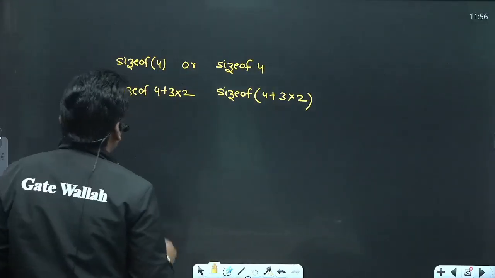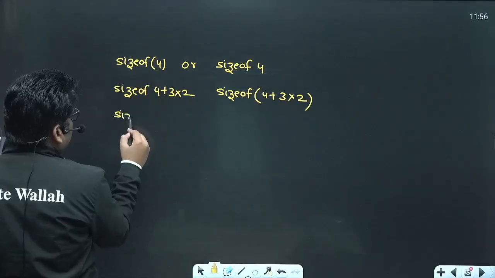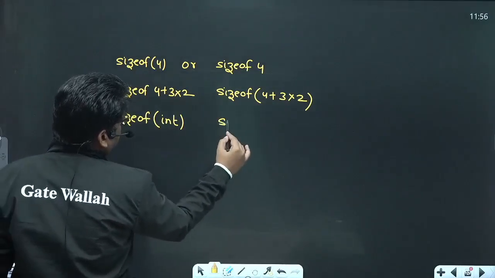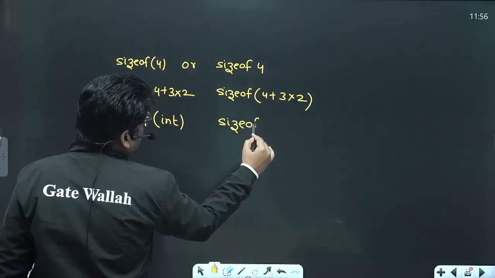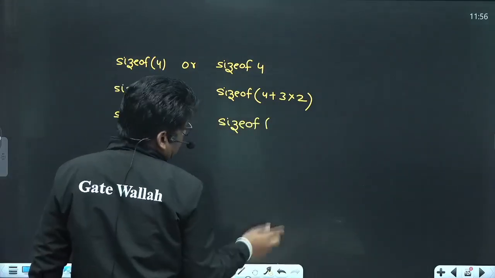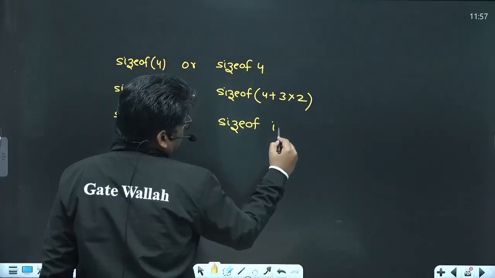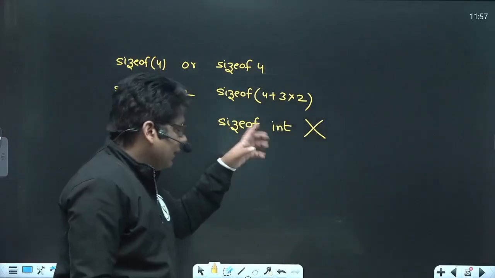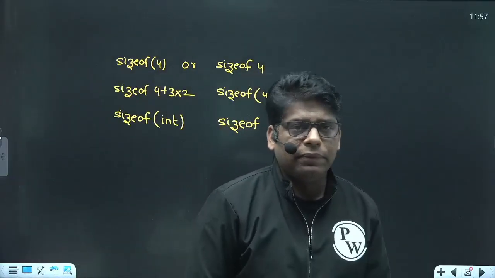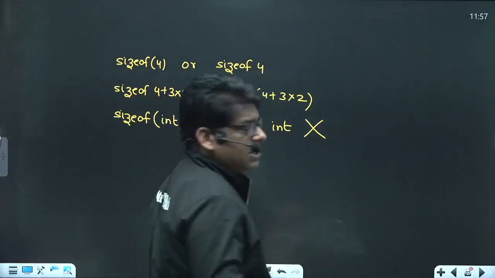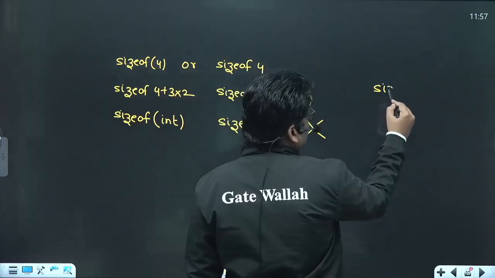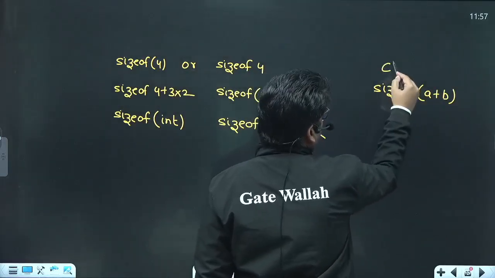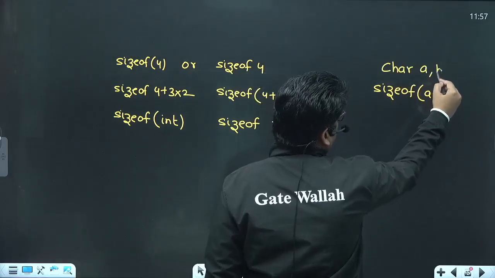Okay, sir. Now try to understand. But sir, for data type, parenthesis is mandatory. For data type, parenthesis is mandatory. This is invalid. For data type, parenthesis is mandatory. Manas, you tell me what is the result. Manas is saying, sir, char A, comma B.